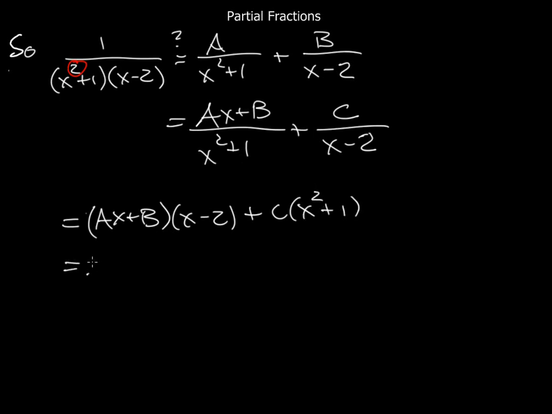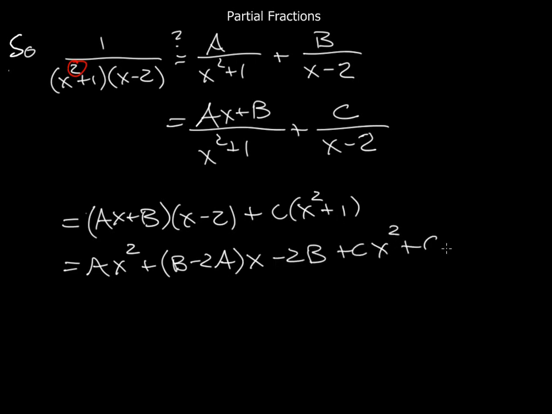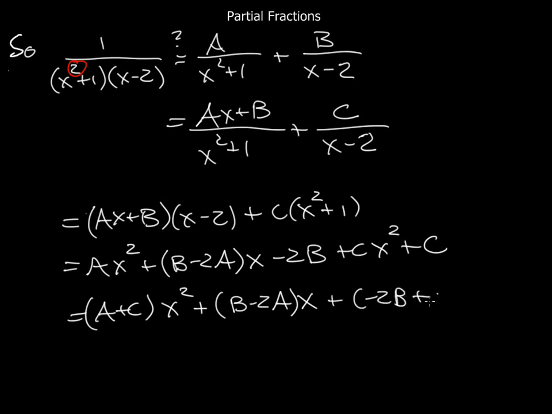When you get a common denominator, you get this. And when you multiply it out, you get ax squared, let's see, plus b minus 2ax minus 2b plus cx squared plus c. That is to say, the coefficient of x squared is a plus c. And the coefficient of x is, let's see, b minus 2a. And the constant term is minus 2b plus c. And we set these equal to 0, 0, and 1, respectively. And we try and solve.